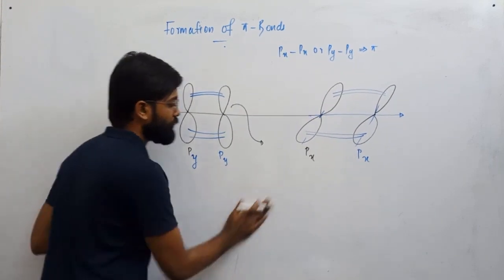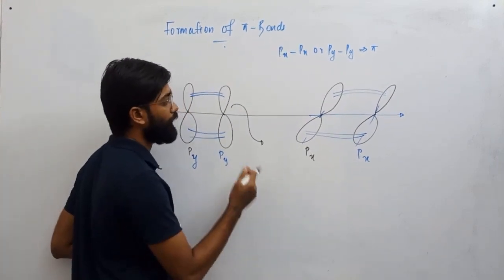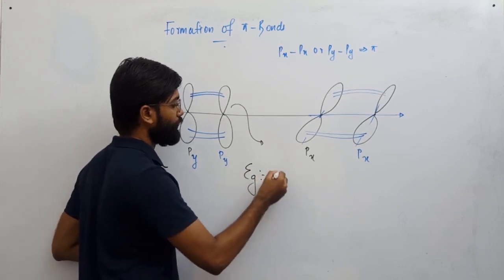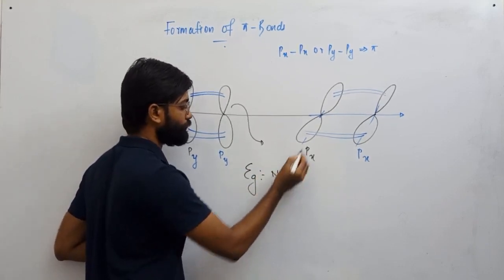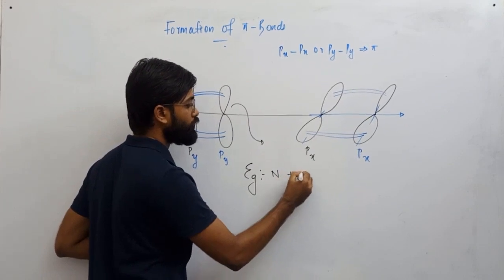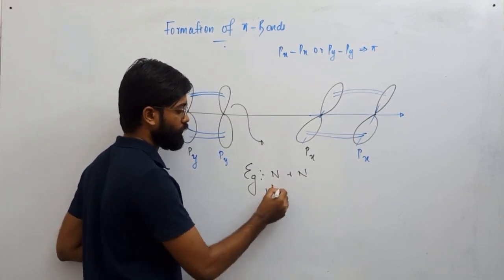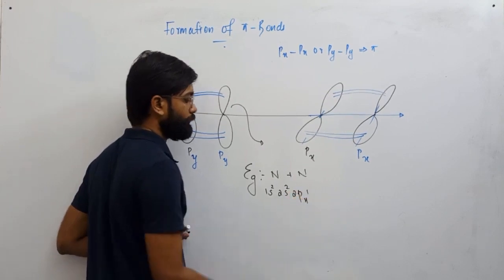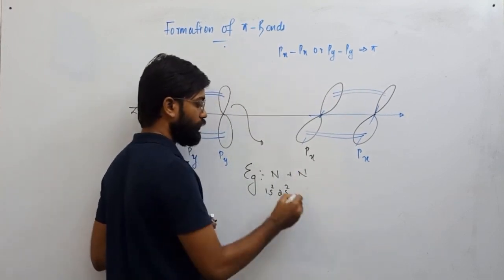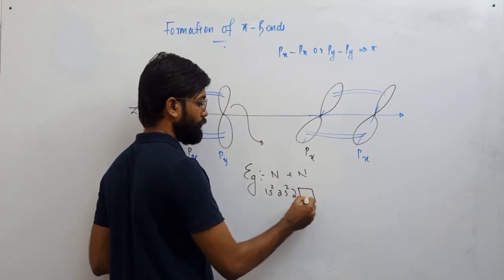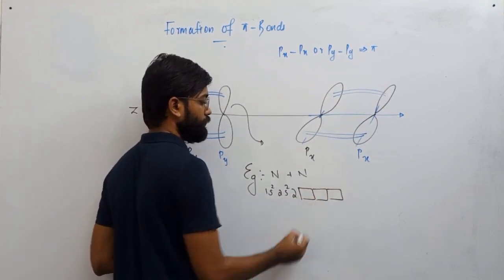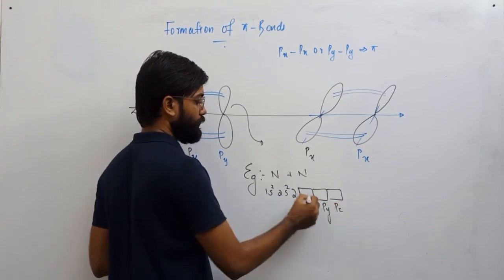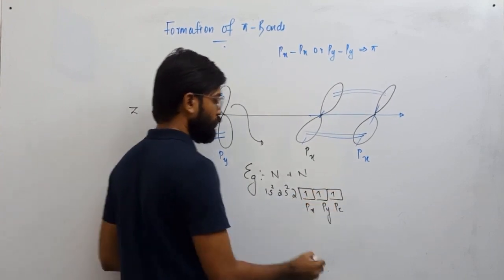Let me explain pi bonds using an example. For example, if I have a nitrogen molecule, we know that there are two nitrogen atoms. The first one is 1s2, 2s2, 2px1. Let me show that in orbital sense: 2px, 2py, 2pz, with 2px1, 2py1, 2pz1.